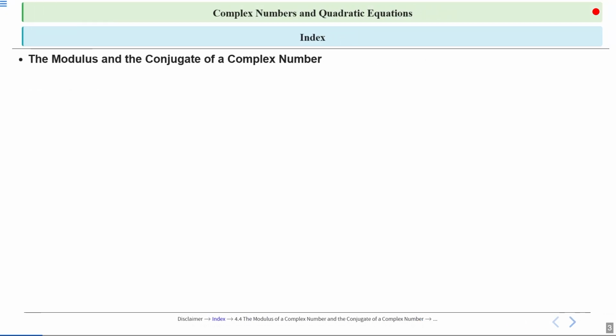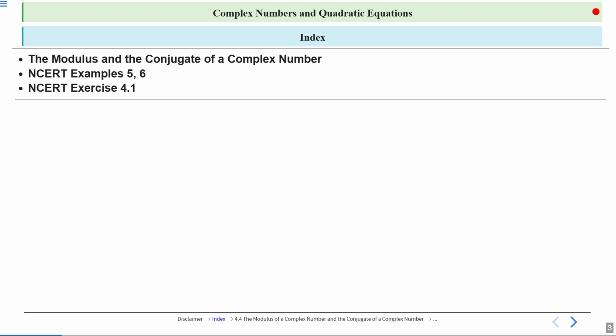So we will start by looking at two important concepts in complex numbers, the modulus and the conjugate of a complex number. Then we will solve NCERT examples 5 and 6. Next, we will solve NCERT exercise 4.1. So I hope you are with your notebooks and pens ready, and now let's get started.